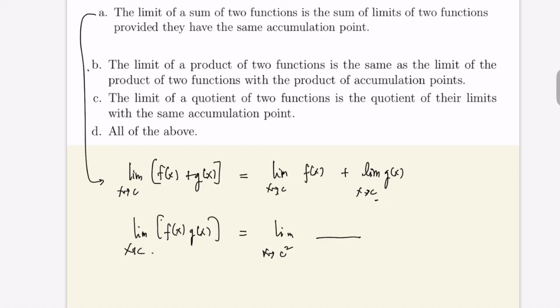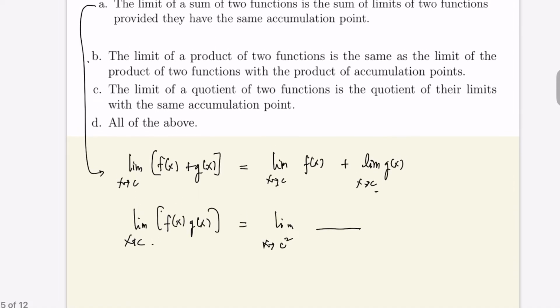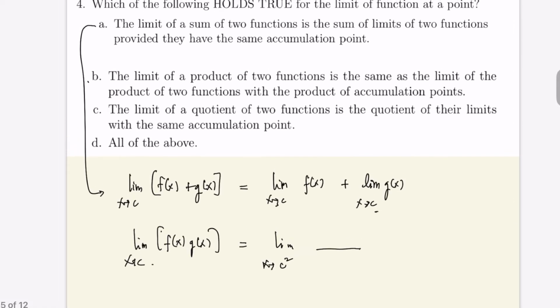Letter D naman, the limit of the quotient of two functions is the quotient of their limits with the same accumulation points. Kulang kasi itong letter C. Kailangan dapat yung condition na yung baba, kunyari yung baba mo is g of x. So, g of x is not 0. So, therefore, it's not all of the above. The answer should only be A.